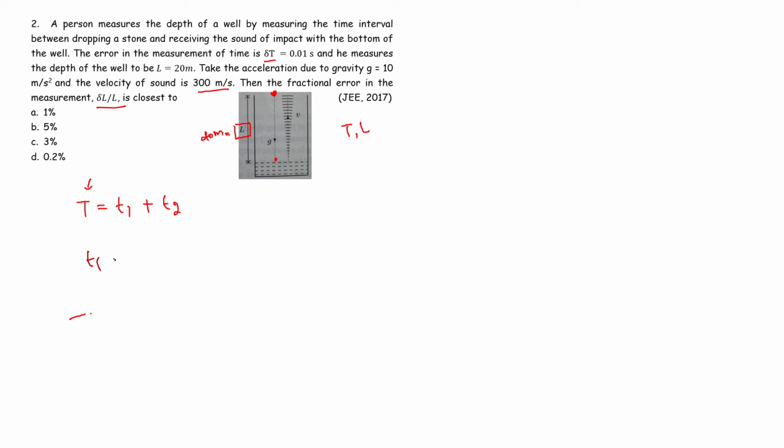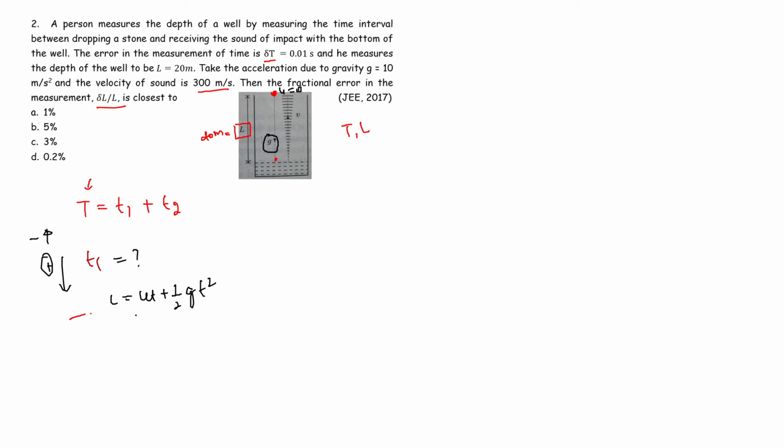T1 is the time of dropping of the stone. For dropping, the initial velocity is 0, the acceleration is the acceleration due to gravity, and the depth is L. So we can use the equation of motion L equals ut plus half gt square. By writing this equation we are assuming that the downward direction is positive, so we have taken L and g as positive and the upward direction will be treated as negative. But there is no quantity in the upward direction.